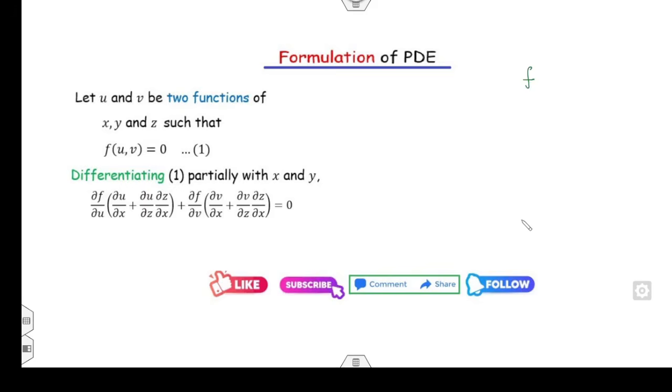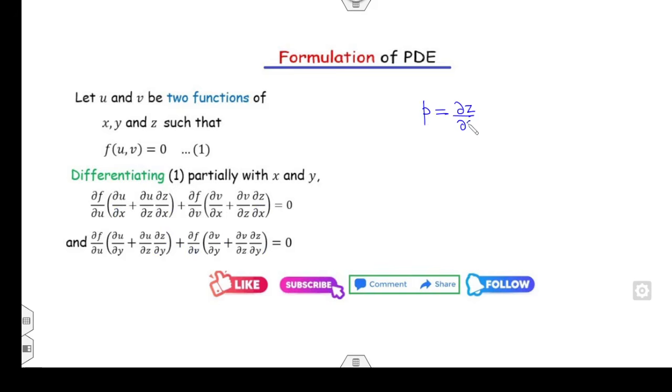Similarly, you can differentiate f with respect to y. F is my u, dependent on u and v. Again, they are dependent on x, y and z. Or otherwise, you can simply replace x with y. यहाँ कहीं पे भी x लिखा हुआ है, उसको आप x से यहाँ पे y को replace कर दीजिए. And we all know the notation we have discussed: P is my del z by del x and Q is my del z by del y.